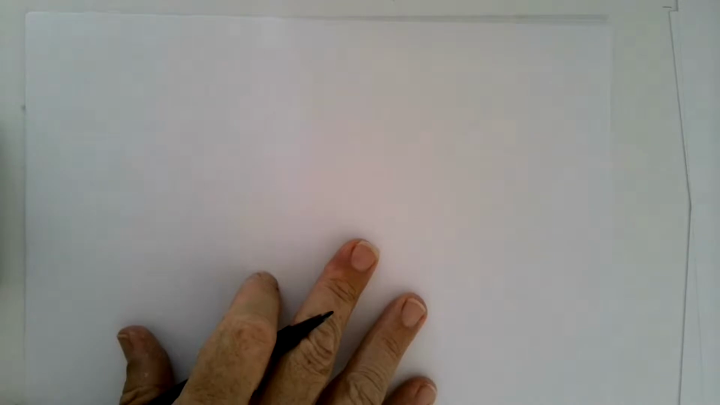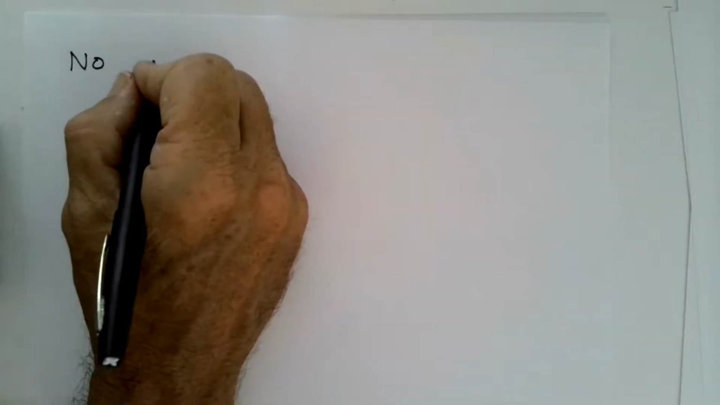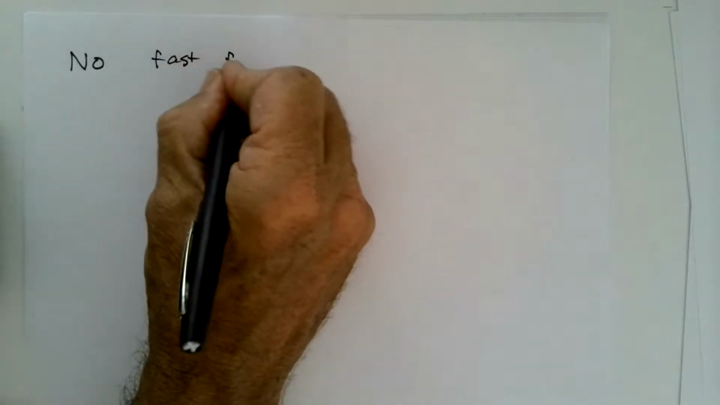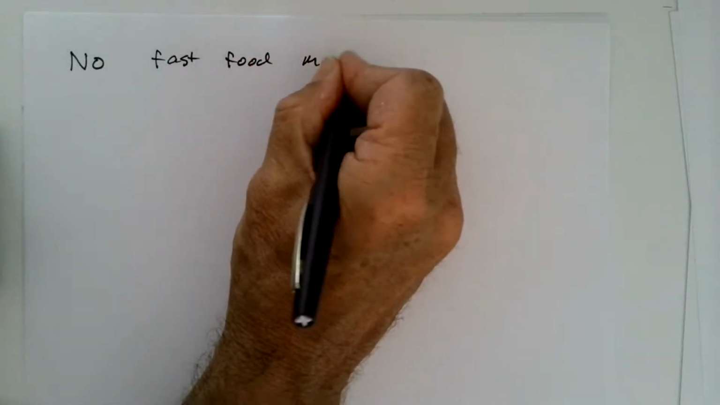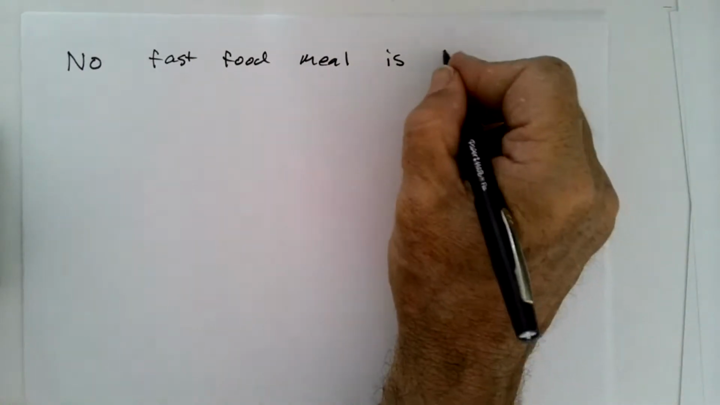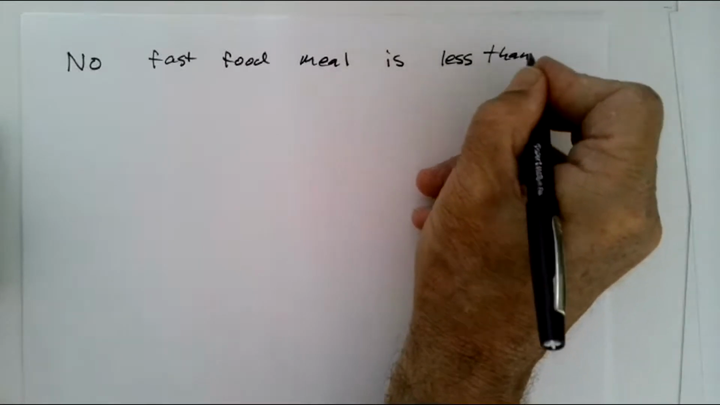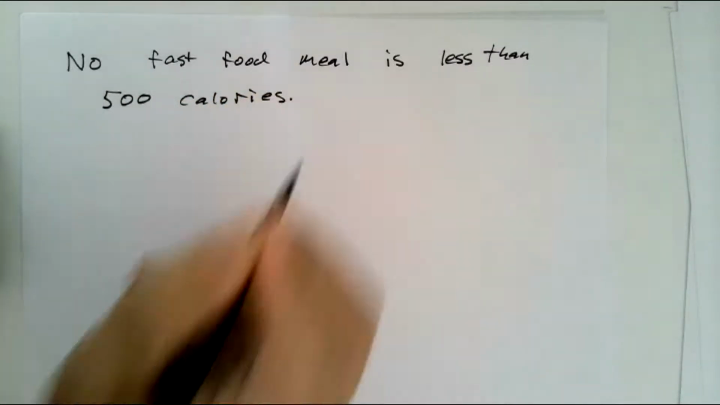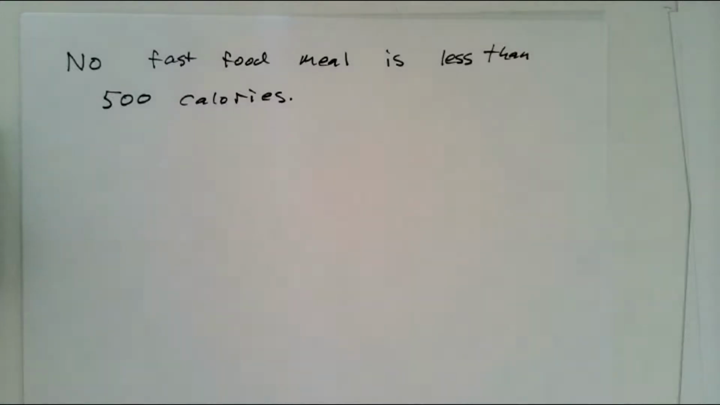So let's finish this up with the following. No fast food meal is less than 500 calories. Again, it's got to be well defined. It's got to have a truth value of either true or false. Now, to me, no statements are more challenging.